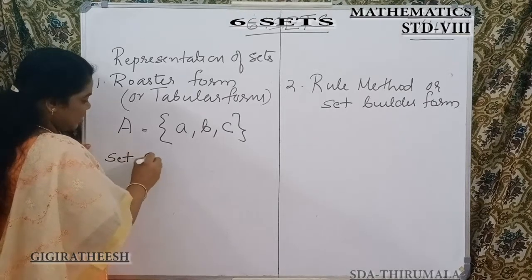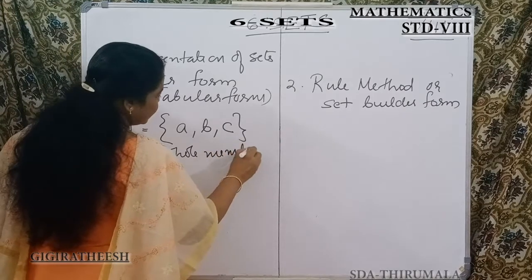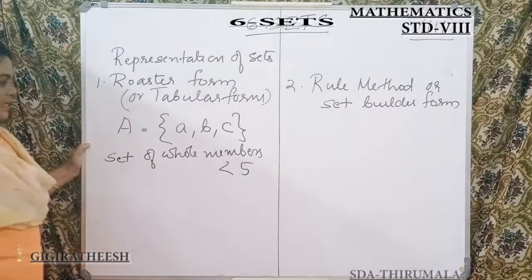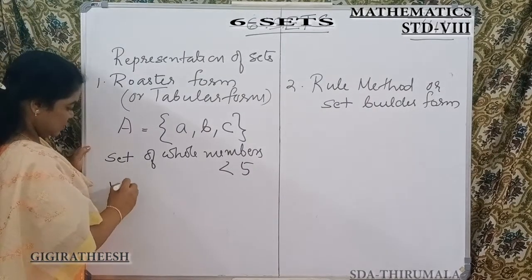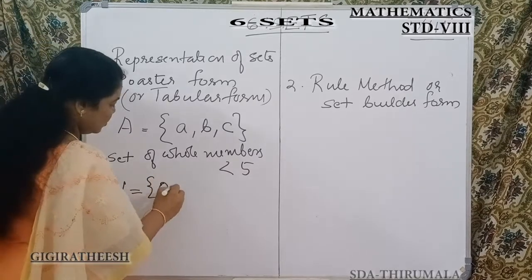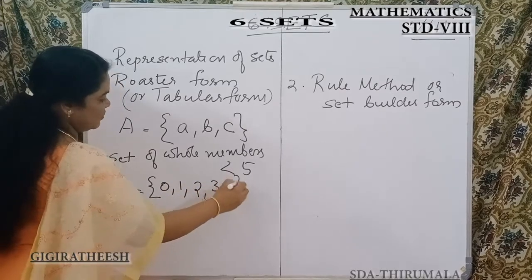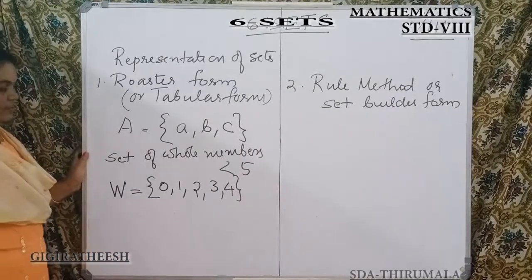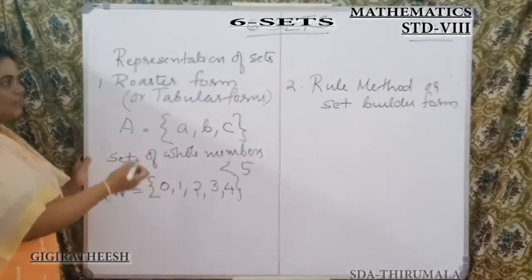This is the roster form. For example, the set of whole numbers less than 5. Set W of whole numbers less than 5 is 0, 1, 2, 3 and 4, that is less than 5. So we can write it as W = {0, 1, 2, 3, 4}. That is the roster form.